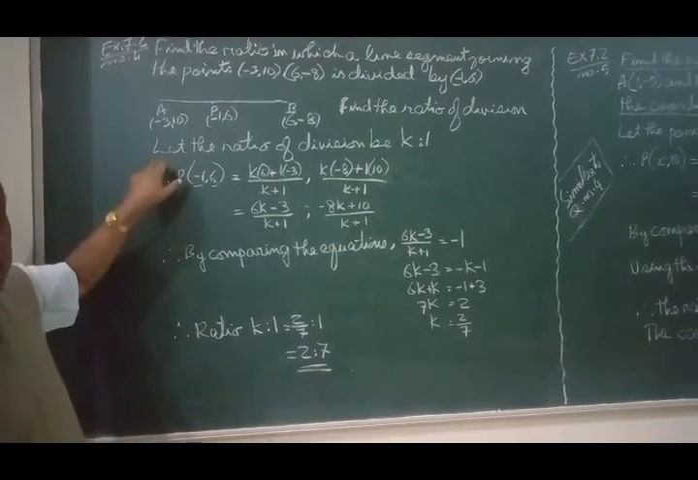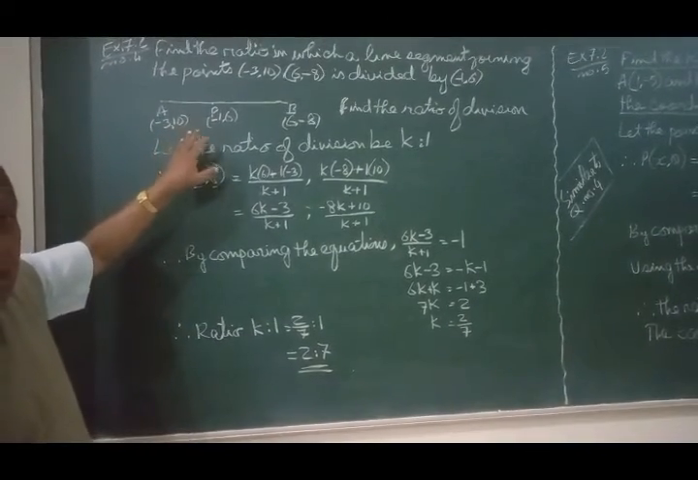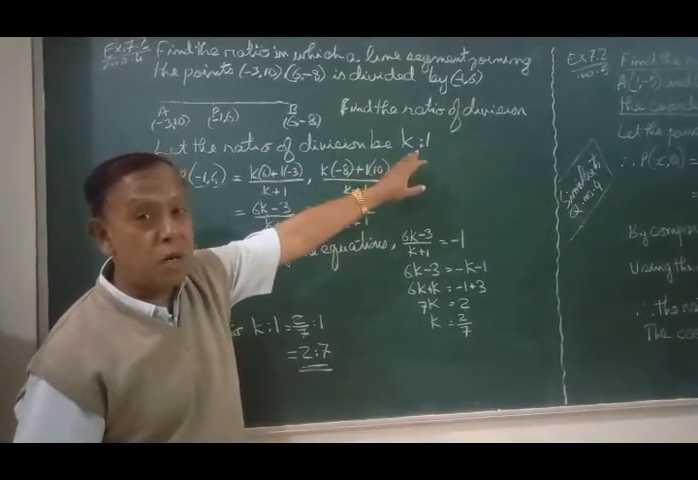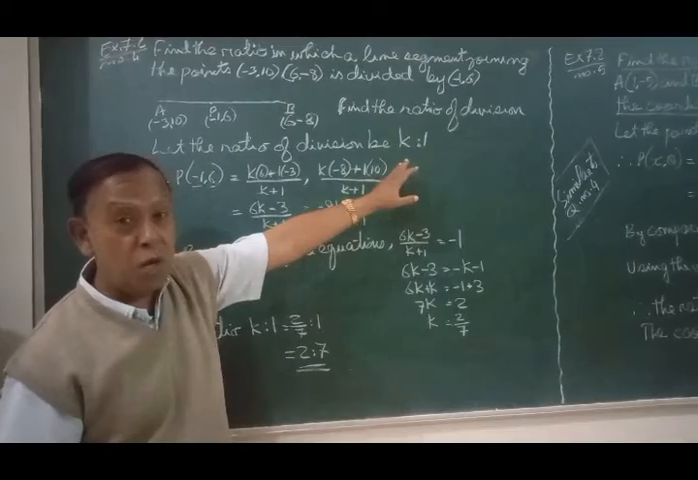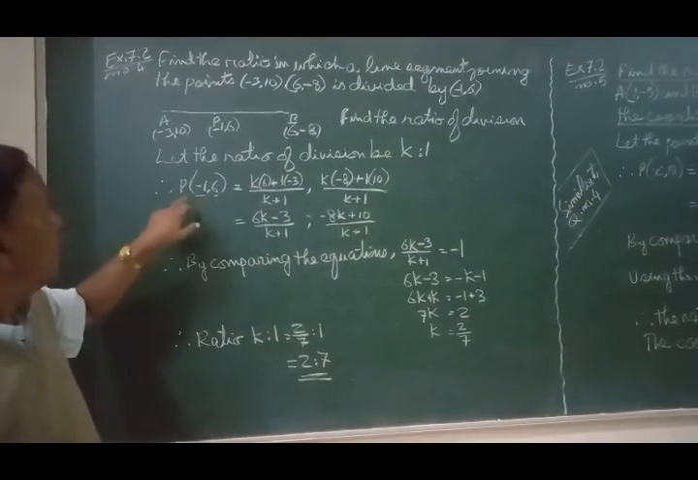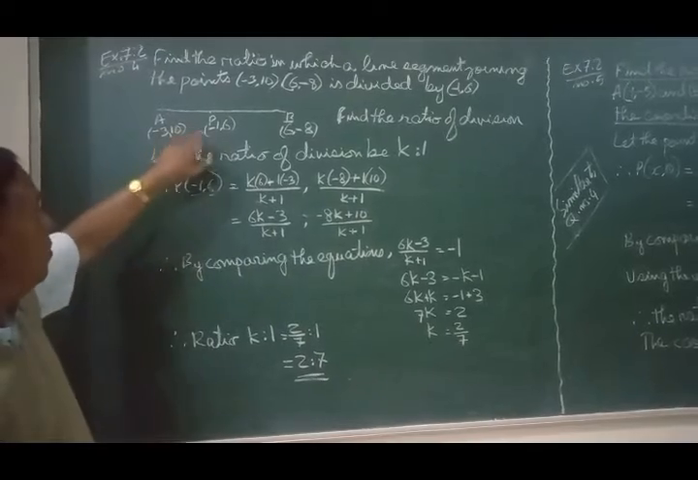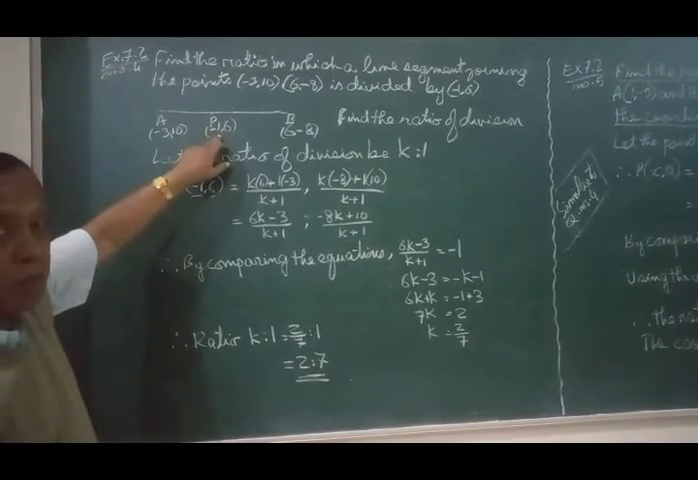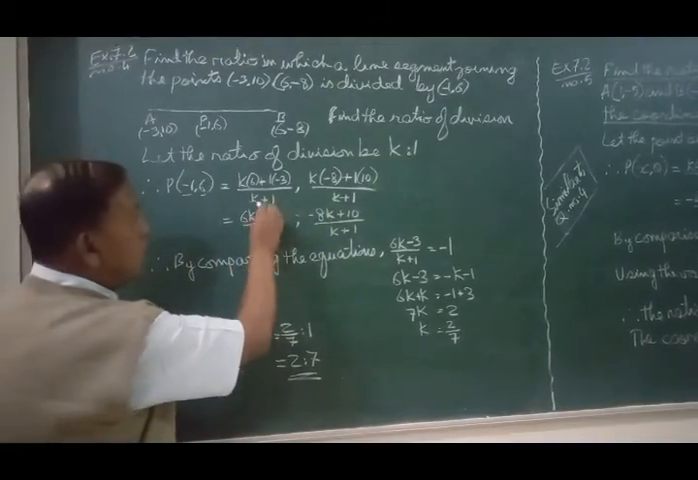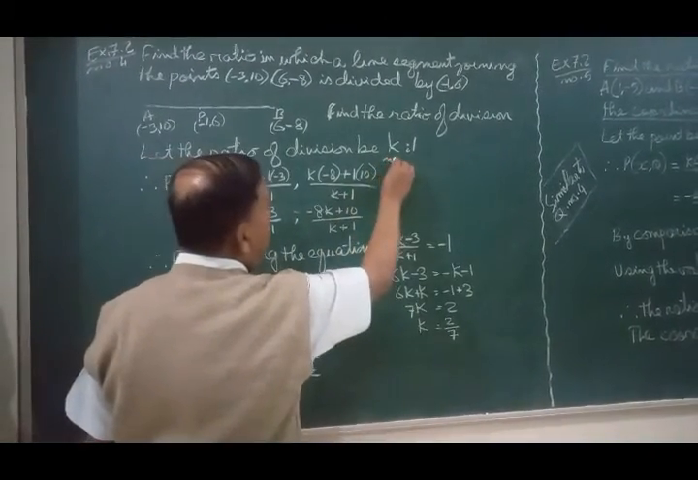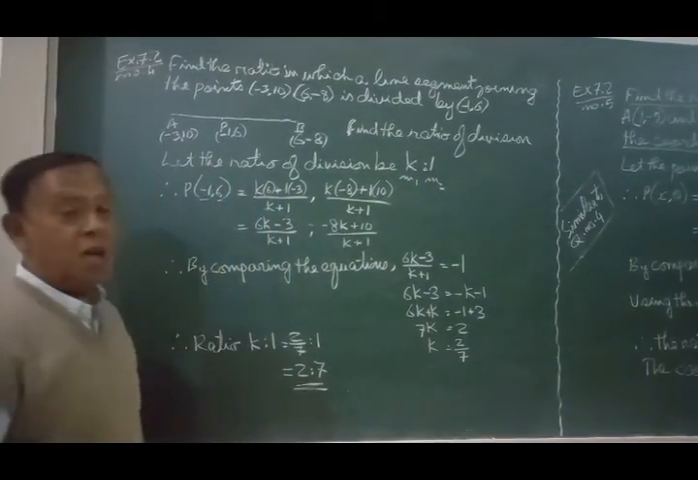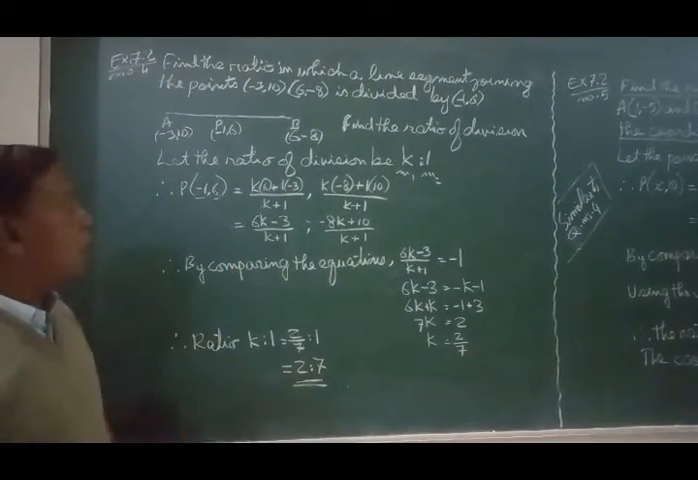And since we are given the coordinates, we say let the ratio be k is to 1. Please remember, this is the section formula, k is to 1, the ratio of the division. And therefore we say P, this is a dividing point. The dividing point is equal to, please remember, this is same as M1 and this is same as M2. They are taking the place of M1 and M2.